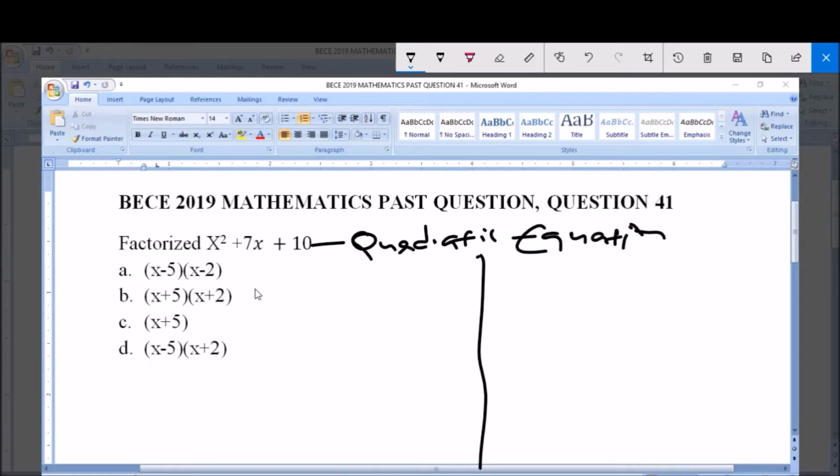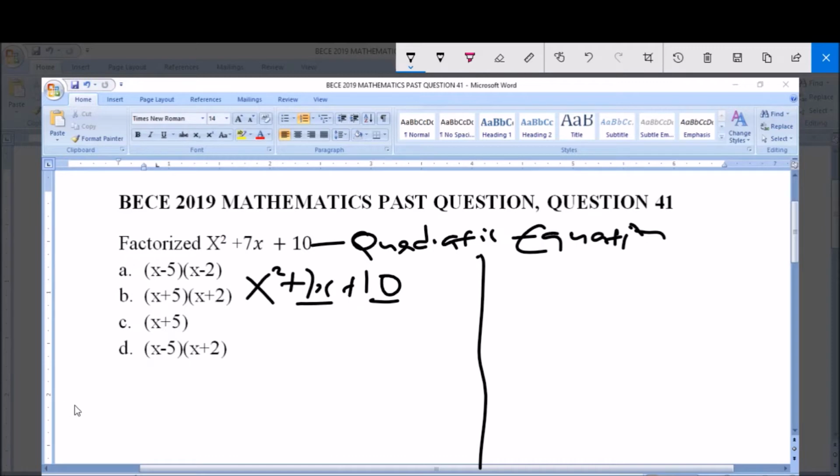Now we are given x squared plus 7x plus 10. This is the quadratic expression, and we are asked to factorize this. For us to factorize it, we must look for two numbers which when added together will give you 7, and when you multiply these numbers they will give you 10. Two numbers that when added give plus 7, because this sign here is really important, and when multiplied give plus 10.